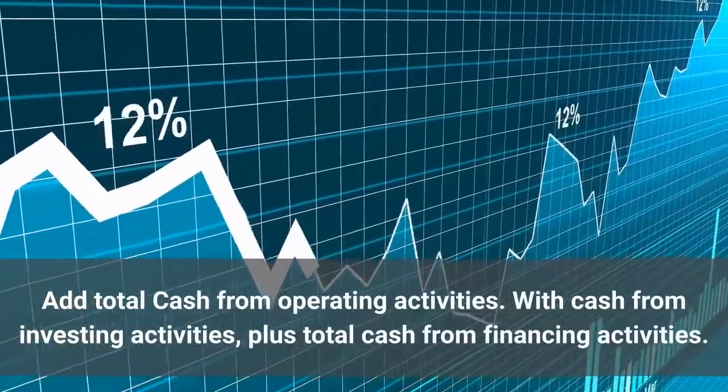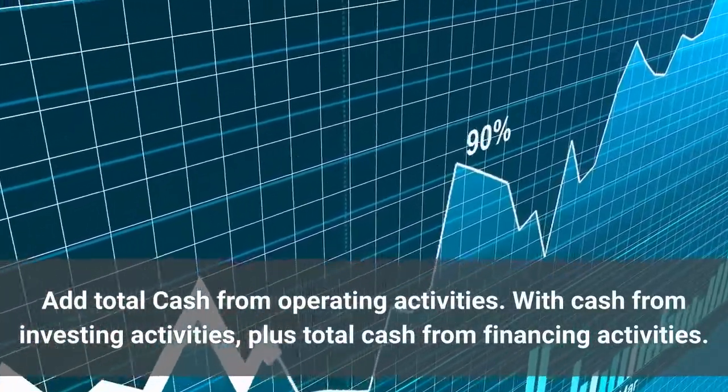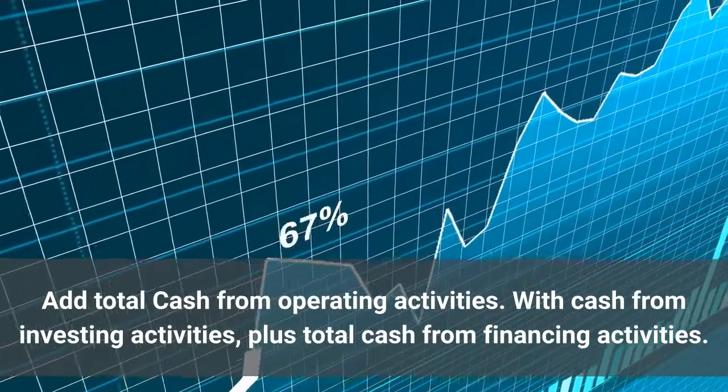Add total cash from operating activities with cash from investing activities plus total cash from financing activities. We get the net change in cash.